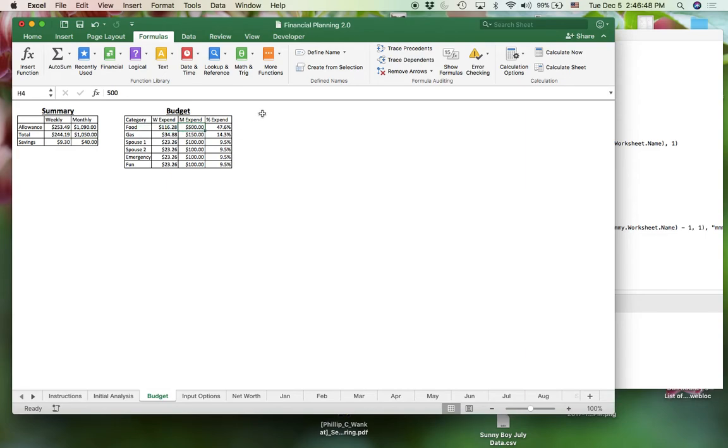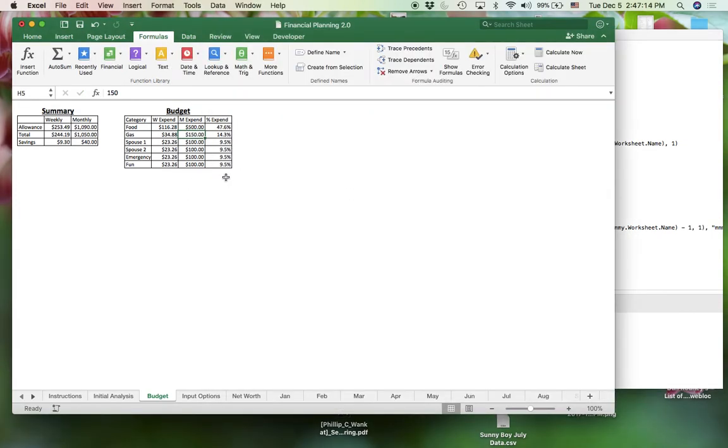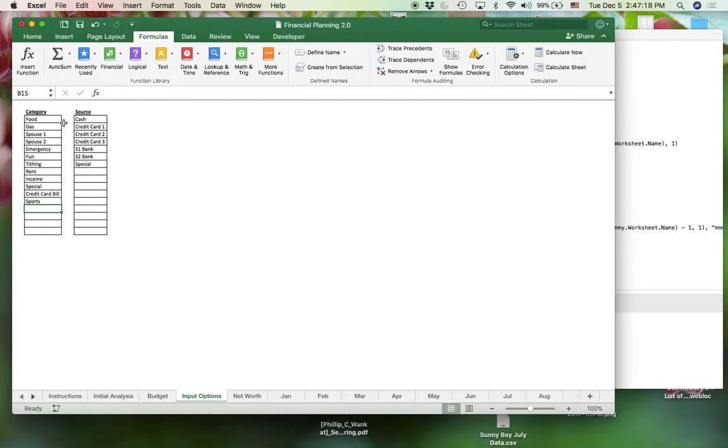This allows them to then come into this budget section and make plans on how much they expect to spend on a monthly basis, and this is compared to the allowance to make sure it's under that value so that they're not spending more than they need to. There's some data validation involved. If they go over that allowance, it doesn't let them put that value in there.